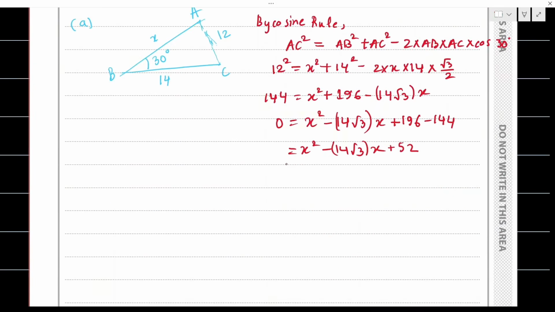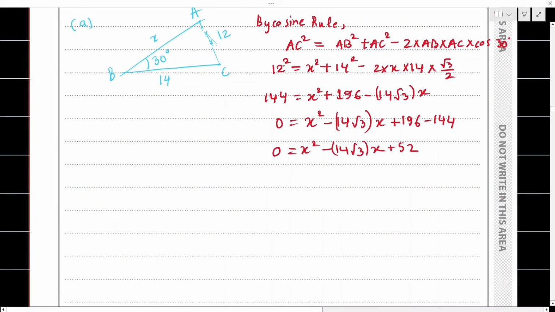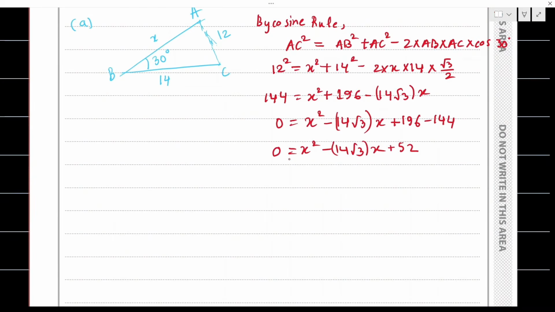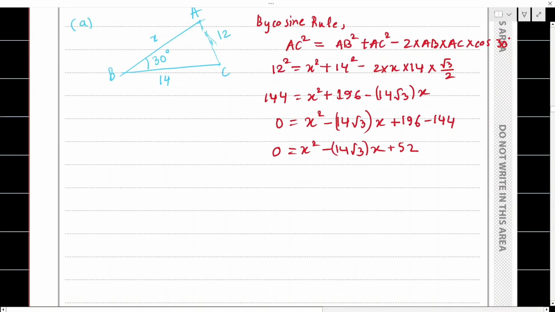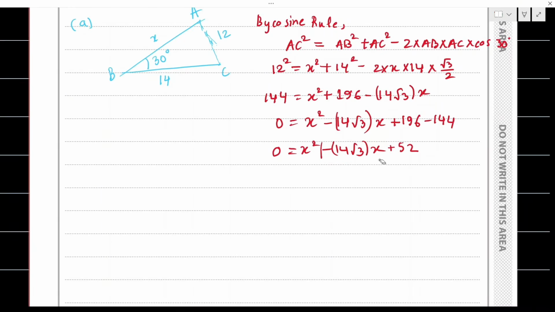for the C part. Now we can see that we have a quadratic equation. Solving this quadratic equation will give us the value of x. There are mainly three ways of solving a quadratic equation. One of them is the middle term method. If we try to factorize this equation by the middle term method, we cannot do that because we cannot break down minus 14 root 3x. We cannot break this down because it is not an integer value, so we cannot express this number in terms of the factors of 52. So instead we have to use the quadratic formula to find our value of x.